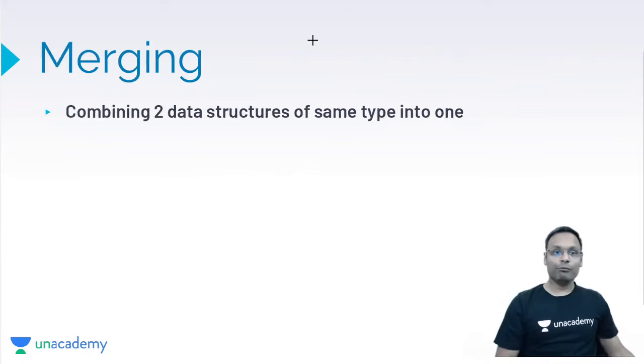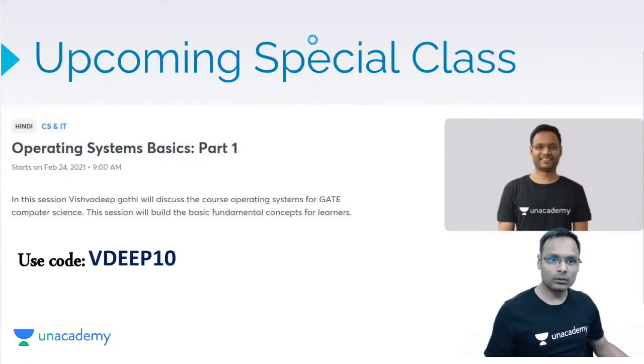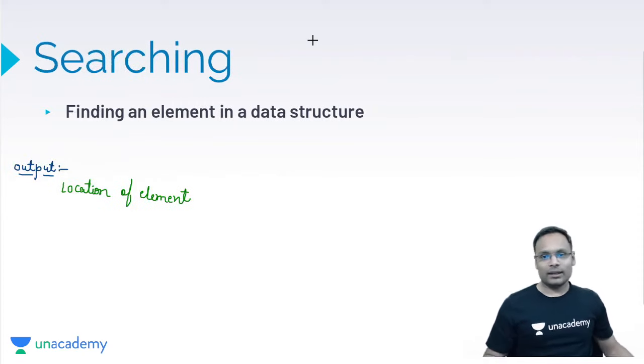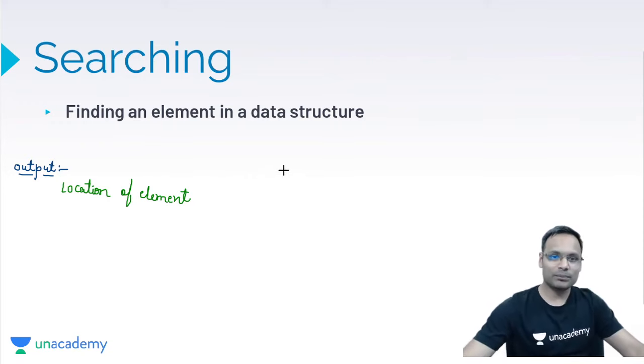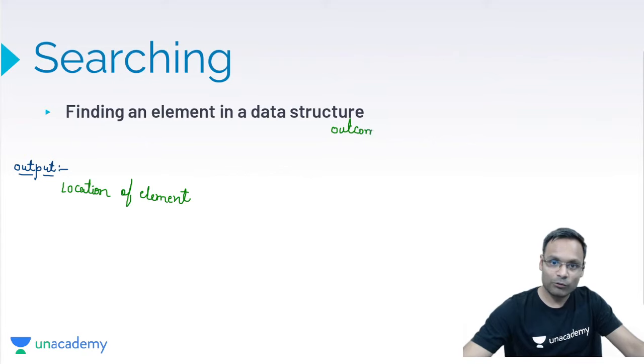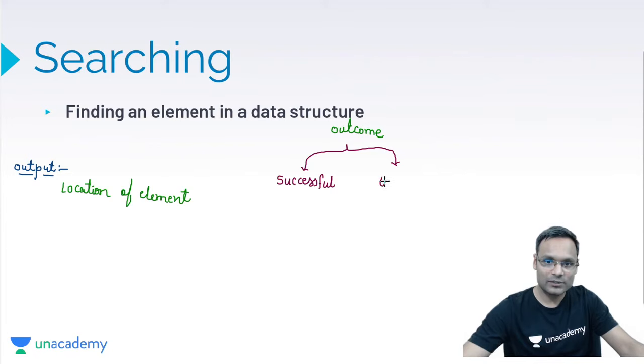Now, if we have this particular searching, then it's a very simple thing. The outcome of searching can be of two types. What are the two types? The types are very simple. Either the searching is successful or unsuccessful. Can somebody tell me what is the meaning of successful search and unsuccessful search?